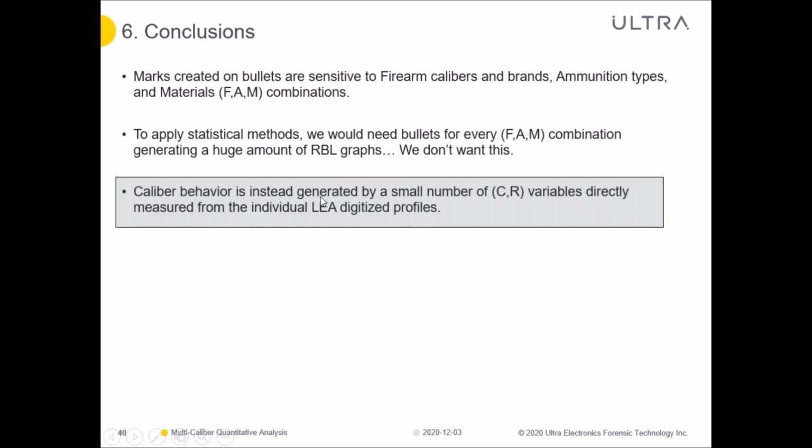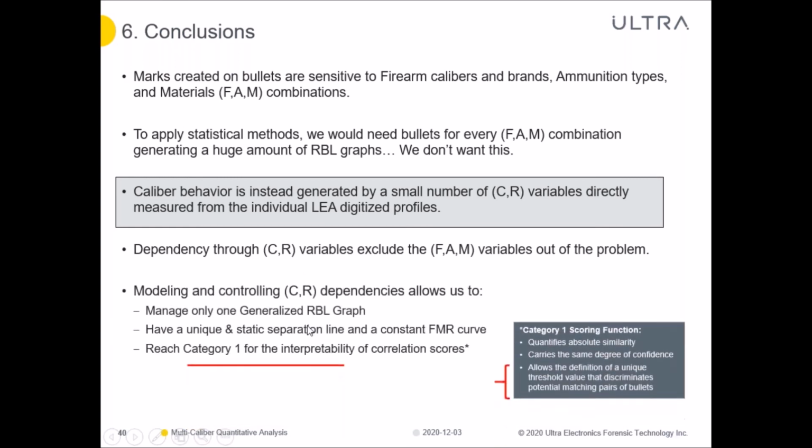Caliber behavior is instead generated by a small number of class characteristics and roughness variables directly measured from the 3D data, directly measured from the individual lead digitized profiles. So dependency through CNR variables excludes the FAM variables out of the problem. It's not, like I said, exactly that. The class characteristics and roughness variables embed the FAM information.